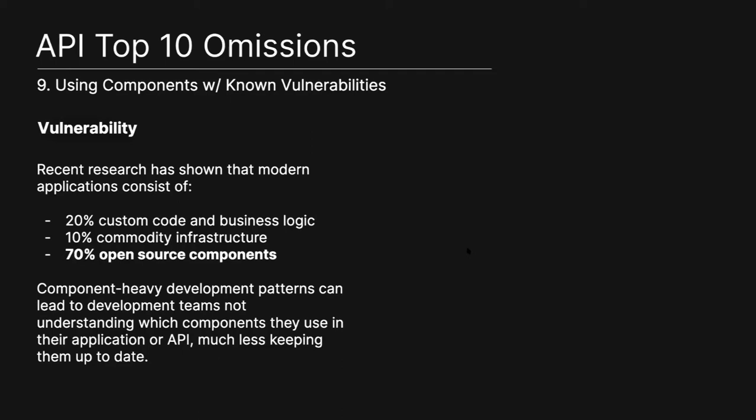So as I'm building an API in Node.js, I'm going to be using Node.js, TypeScript, Express.js, all these different packages layered on top of it. As we look at software composition analysis, we see that of modern applications, only about 20% is actually custom code. The other 70% is open source components. There's 10% for just infrastructure related plumbing. But that 70% open source components means that open source is everywhere in not just web applications, but also APIs.